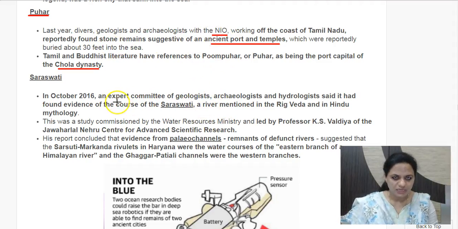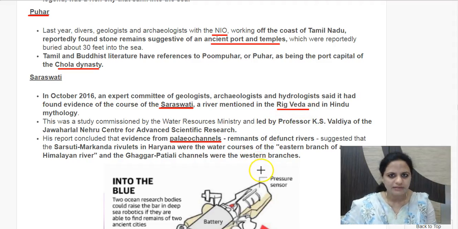Also, another region in which a cultural aspect has been researched is Saraswati. Saraswati is a prominent river which is mentioned in the Rig Veda, the holy texts. Here in October 2016, an expert committee of geologists, archaeologists and hydrologists was formed, and it said that they had found evidence of the course of the Saraswati river. They said the evidence of a paleo channel was found. Paleo means old, so the paleo channel of this Saraswati means the old channel which is now underneath.